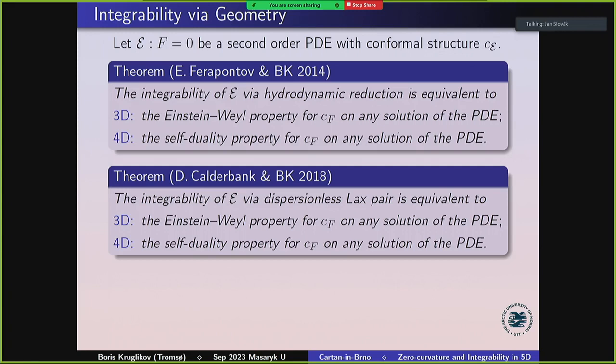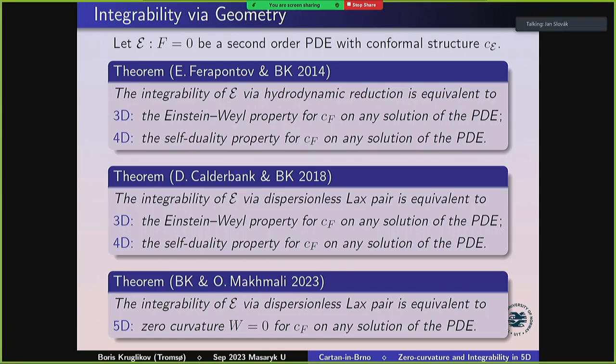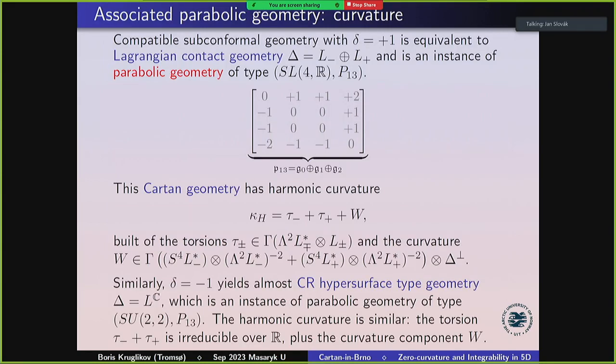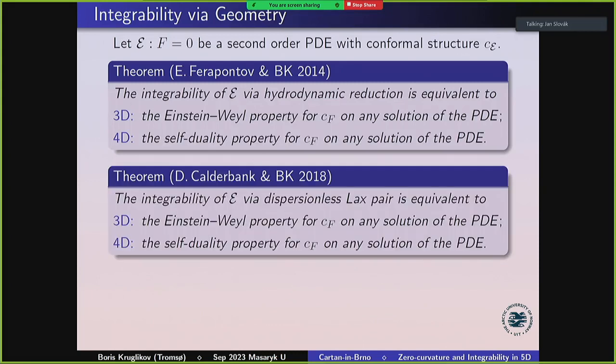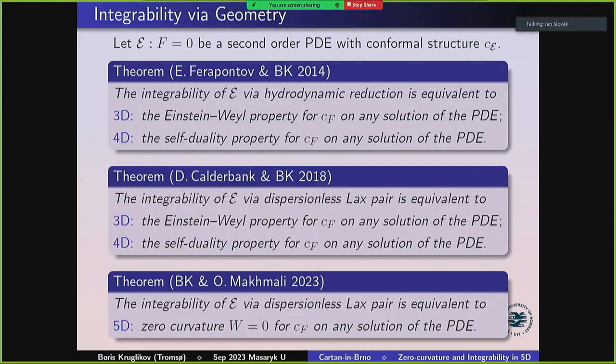Okay, now with Omid, our theorem is that integrability, the same story, is equivalent to a zero curvature condition, where W is precisely this. So that's actually curvature, that's torsions, so we don't care about torsions, they can be arbitrary, but the condition is zero curvature precisely in terms of parabolic geometry. Well, that's modulo, so on shell, right, on any solution of the PDE.